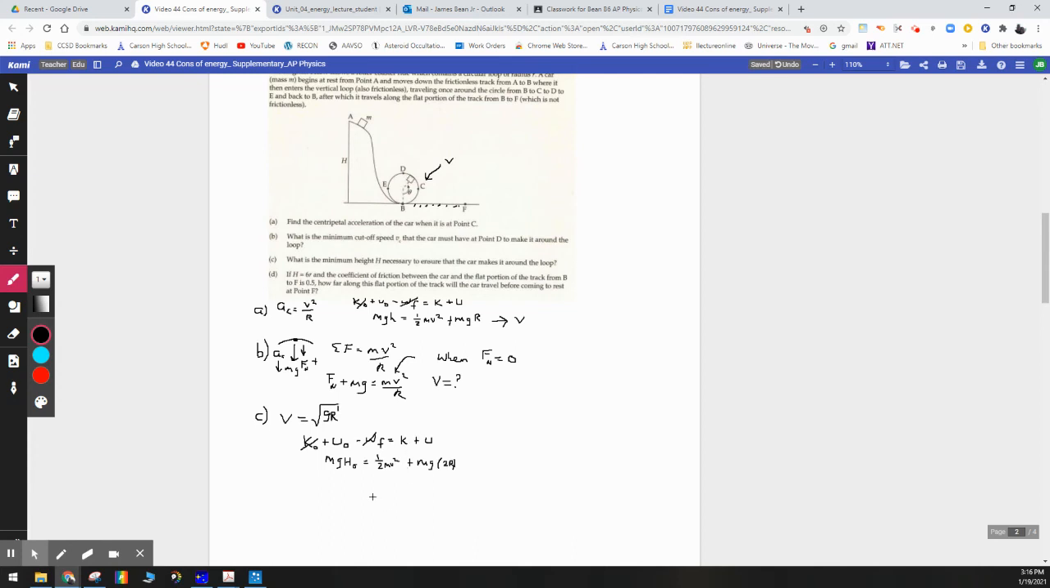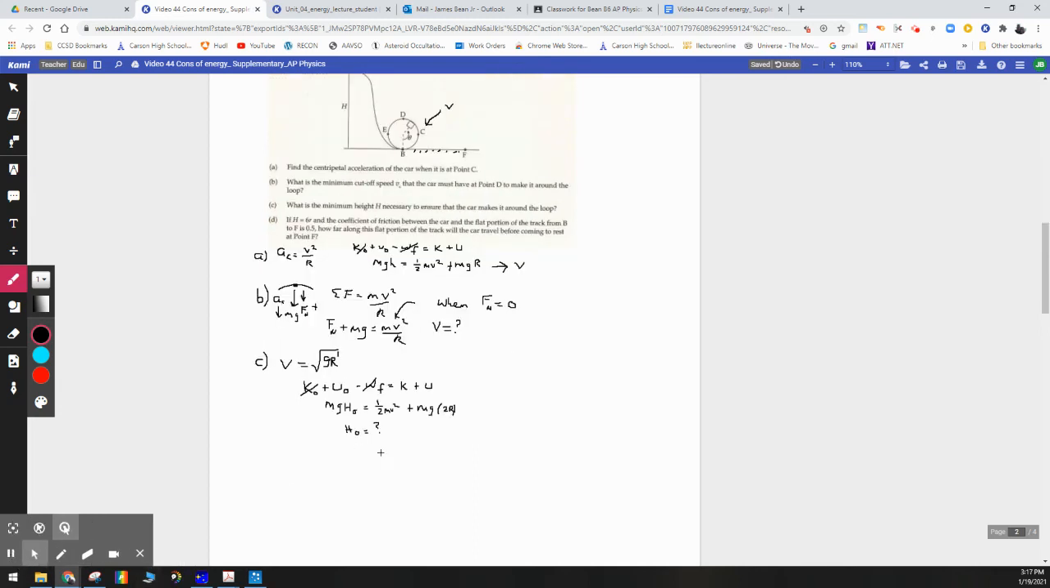If we look closely here, some things do cancel out. We do have to make a substitution here. I want to get a value for h0 equal to what? We'll give you a multiple choice to look for, so go ahead and work that out, and we'll hit pause.